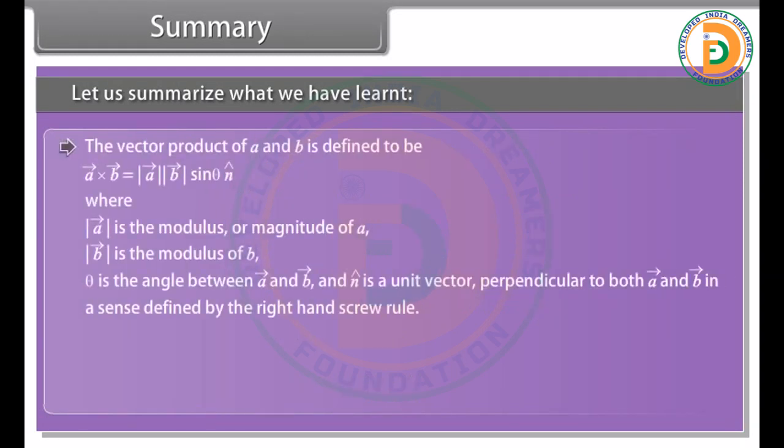The vector product of A and B is defined to be vector A cross vector B, which is equal to the magnitude of vector A into the magnitude of vector B into sine of theta in the direction of n cap, where the magnitude of vector A is the modulus of A, the magnitude of vector B is the modulus of B, theta is the angle between vector A and B, and n cap is a unit vector perpendicular to both vector A and B in a sense defined by the right-hand screw rule.